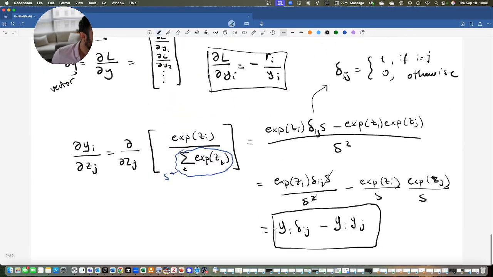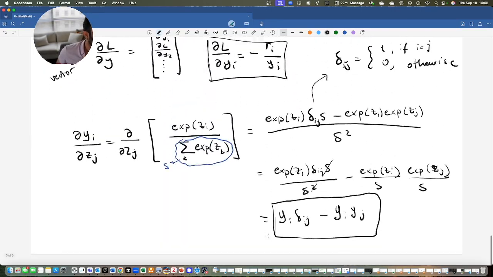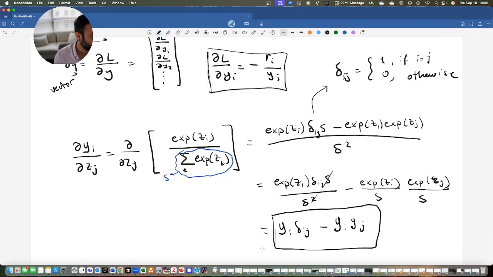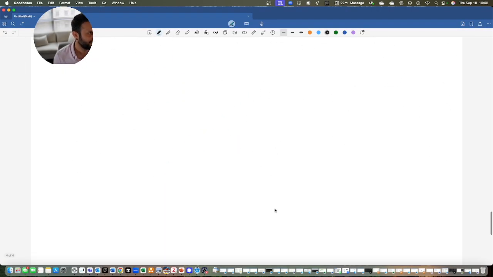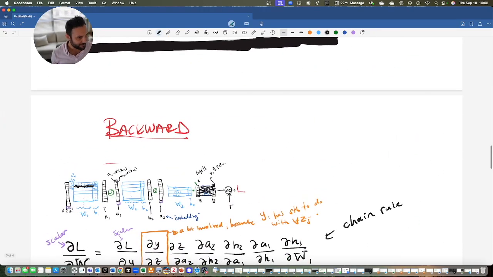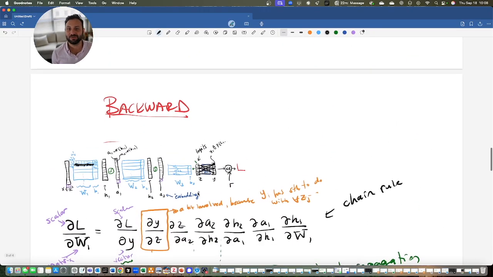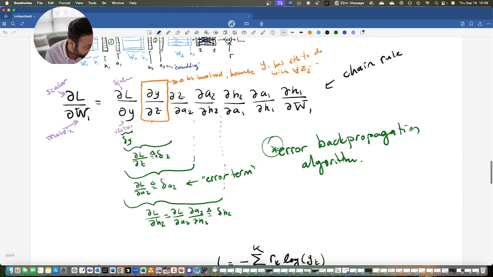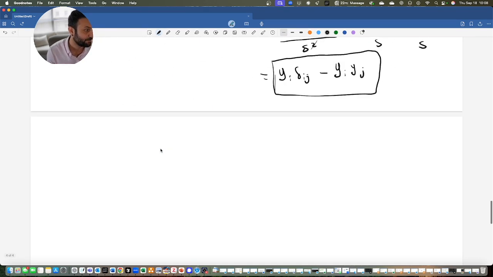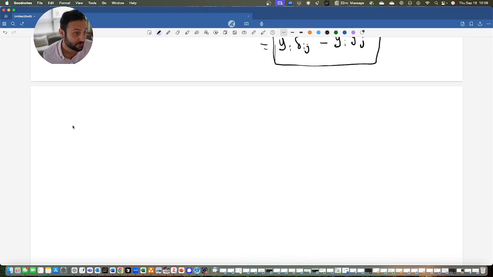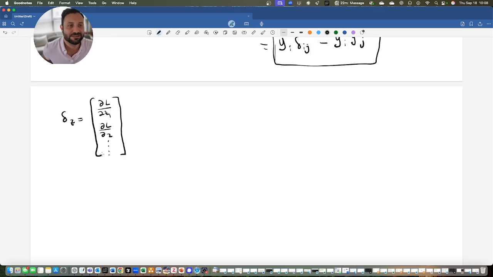Okay, let's not get lost. Let's remember where we are. We are about to calculate, let me add one new page, we are about to come to here. We're calculating the delta z, the lowercase delta z, this thing. And in order for me to calculate the delta z, I have to multiply the two of them. So I have to calculate delta z, which is something like this: dL over dz1, dL over dz2, and so on. I want something like this. So that's my delta z.